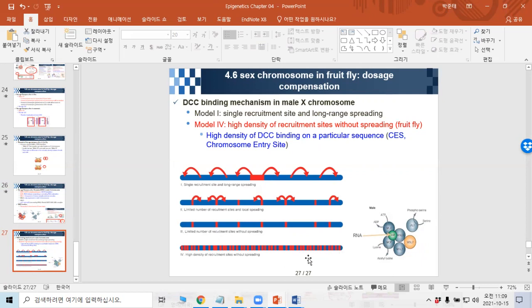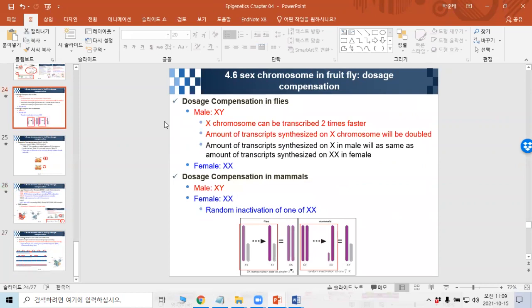So this is the X chromosome. At that point, the X chromosome can be transcribed 2 times faster because DCC is binding nearly everywhere. At that point, the amount of transcript synthesized on the X chromosome will be doubled. Okay.